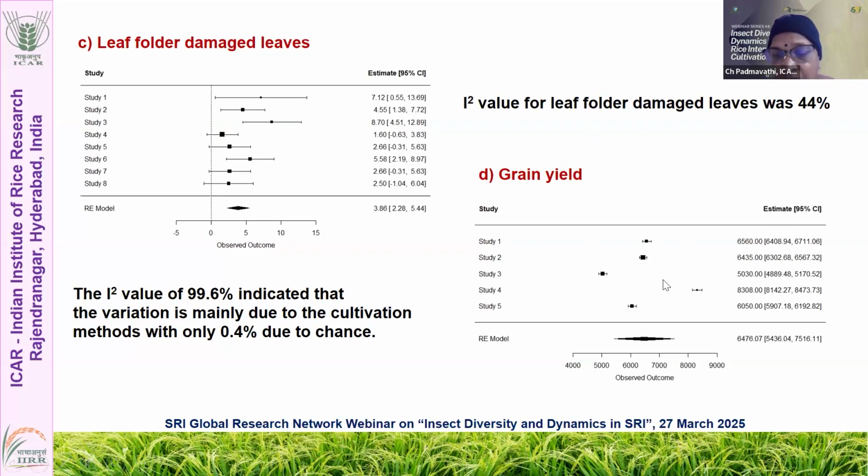And with respect to grain yield also, the I-square value was 99.6%. It indicated that only 0.4% is due to chance, indicating that these variations we are seeing are mainly due to the differences in the cultivation systems. It is not due to chance or due to a particular location effect.